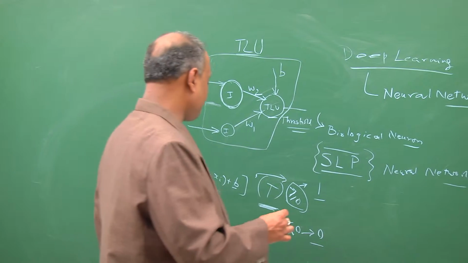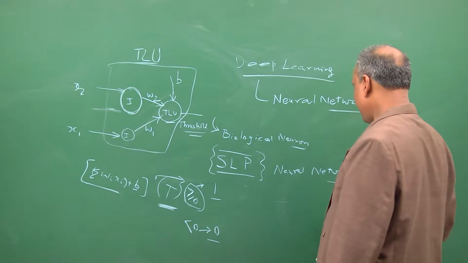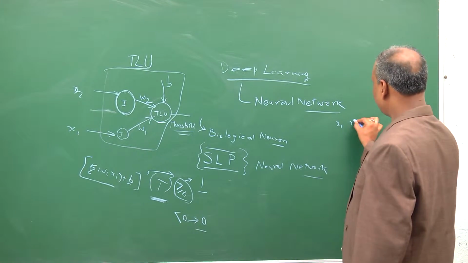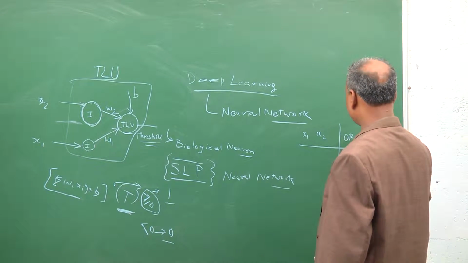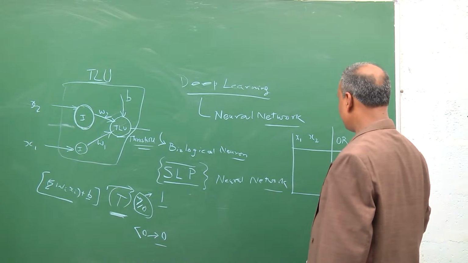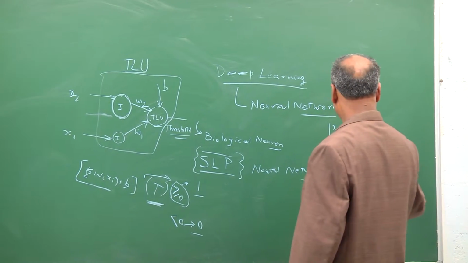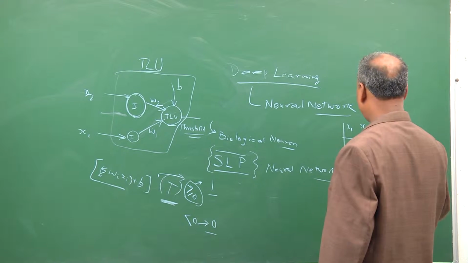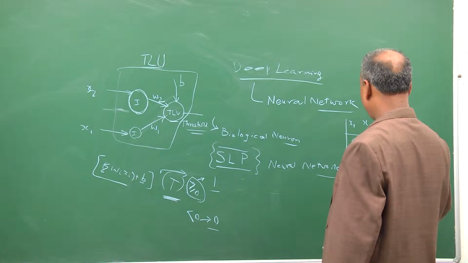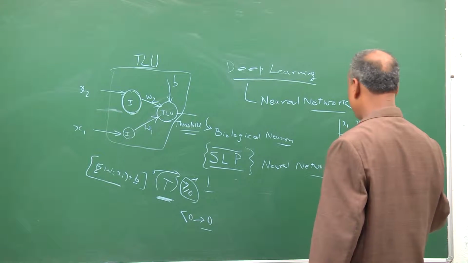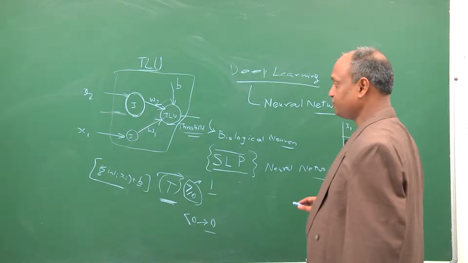Now, let us take an example of how this is useful for computing a function. Let us take, for example, x1, x2, and let's take, say, the OR function. What does the OR function do for x1, x2? x1 0, x2 0, the OR function will give you 0. x1 1, x2 0, x1 0, x2 1, or x1 1, x2 1, all of them will give you 1. Now, can you devise a threshold logic unit which represents the OR function? Let's try it here.